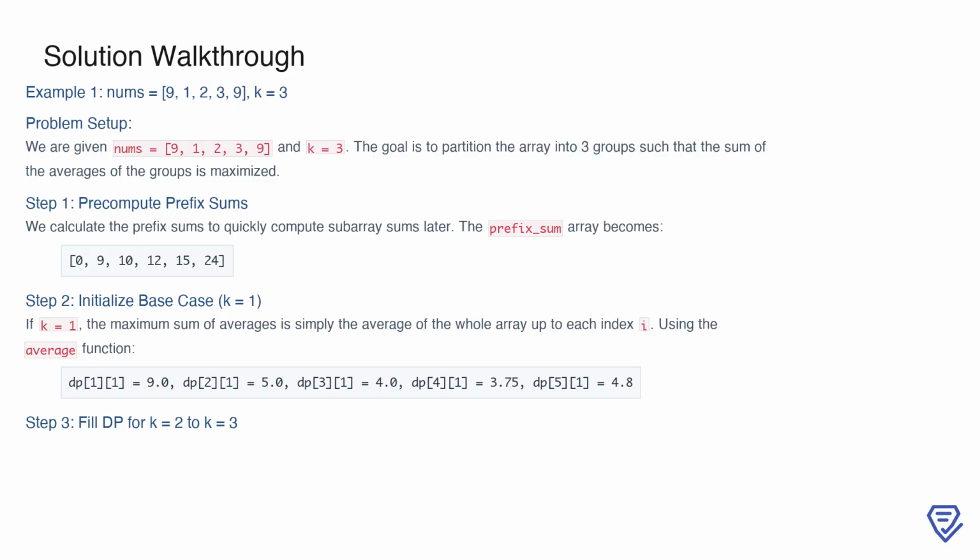Next, we initialize the base case for k equal to 1. If we can only have one group, the best we can do is calculate the average of the entire array up to each index. Using this logic, we compute dp values for k equals 1 as dp[1][1] equals 9.0, dp[2][1] equals 5.0, dp[3][1] equals 4.0, dp[4][1] equals 3.75, and dp[5][1] equals 4.8. These represent the maximum average sums for one group. The next step is to compute the dp values for cases where k is 2 or 3.